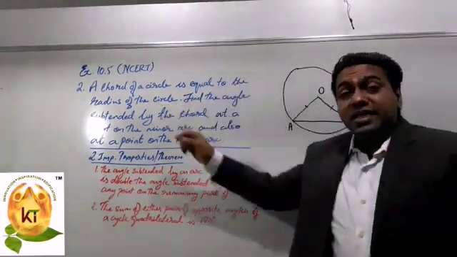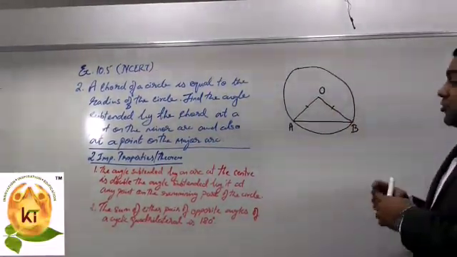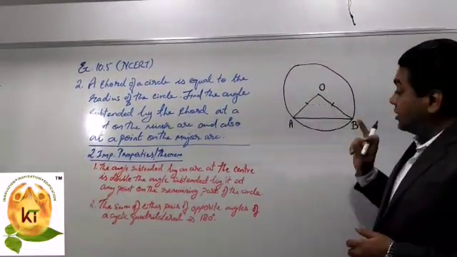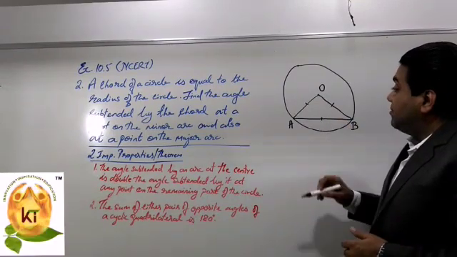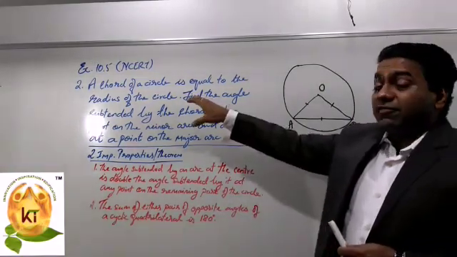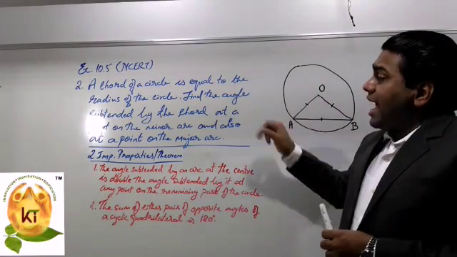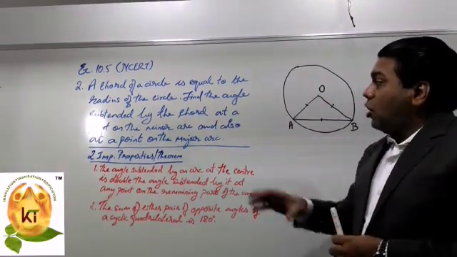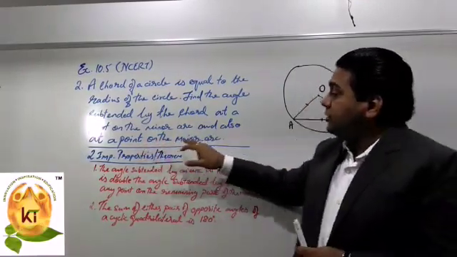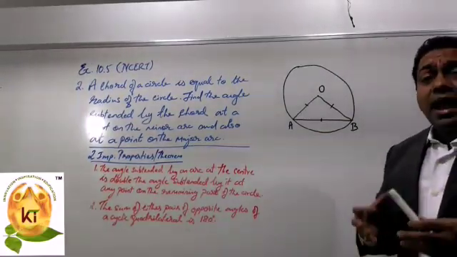And my first statement says that a chord of a circle is equal to the radius of the circle. So by construction, I am taking such a chord which is equal to the radius of the circle. So definitely this chord AB is also equal to OA, which is equal to OB. That gives me my first statement clarity in the figure. Let's see, what does it say? Find the angle subtended by the chord at a point on the minor arc and also at a point on the major arc.